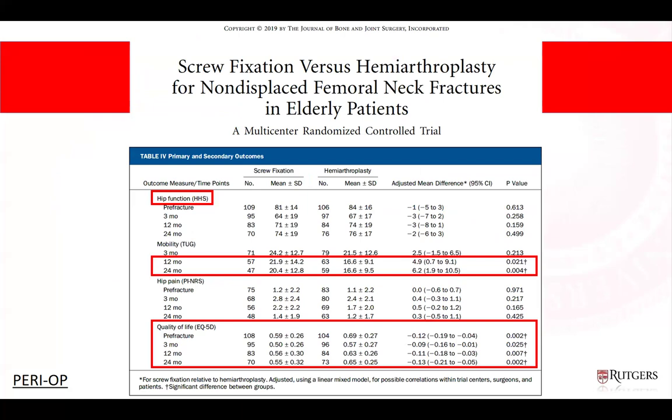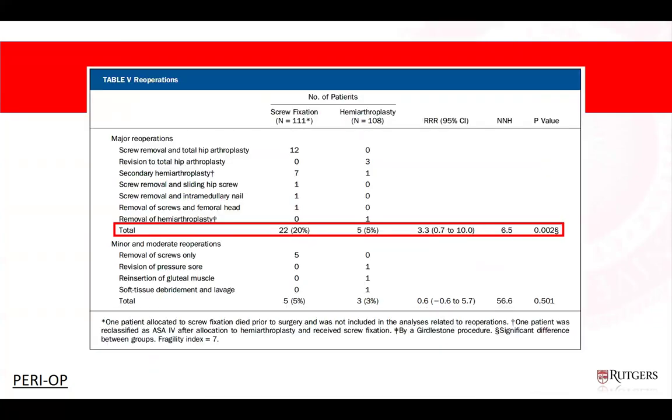This was one article in JBJS in 2019 that compared screw fixation with hemi. It was a multi-center randomized control trial in Norway, 111 patients in the cannulated screws group and 108 in the hemi group. Primary outcome was the Harris hip score. There was no significant difference between the two. There was some difference in mobility in terms of a get up and go test in favor of hemiarthroplasty at 12 and 24 months, as well as subjective quality of life scores.